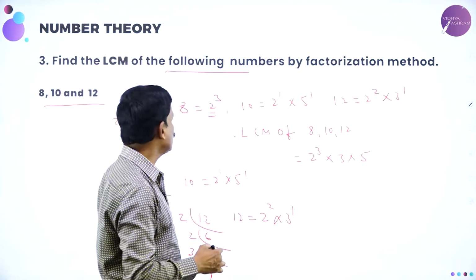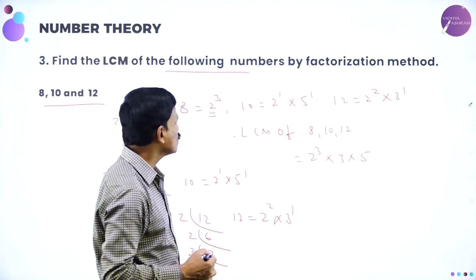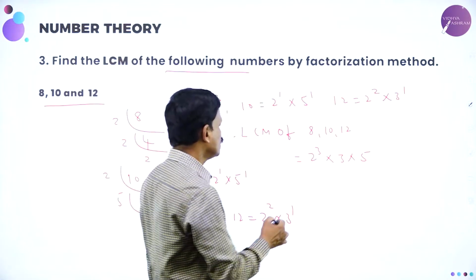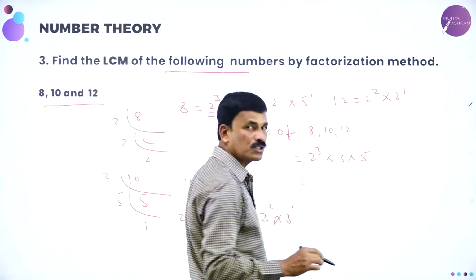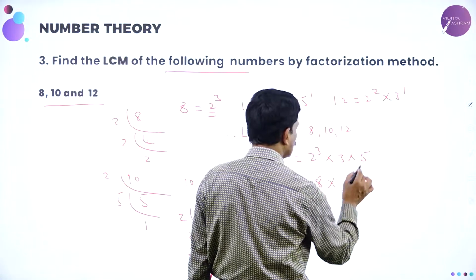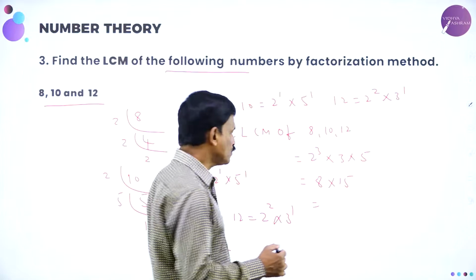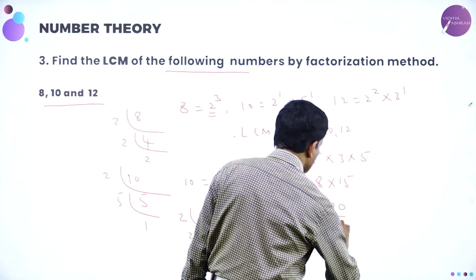So the highest power of 2 is 2 cube, the highest power of 3 is 3 to the power of 1 which is 3, and 5 is 5 to the power of 1. So this is 2 cube, 2 to the 4, 4 to the 8, into 15. Now simplify this. 15 into 8, 15 eights are 120. So this is equal to 120.